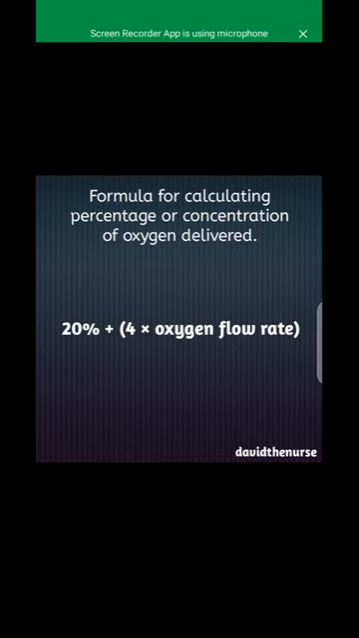Okay, another example. I give a patient 2 liters per minute via nasal prongs. What is the oxygen concentration? It's very simple. 20% plus 4 times 2, that's 8. 8 plus 20, 28, so that's 28%. And that is how to calculate it, as simple as that. You don't have to cram those figures, because there are tables that will tell you 2 liters of oxygen, you give this percent, 5 liters of oxygen will give you also this percent. Just know this formula and you are good to go.